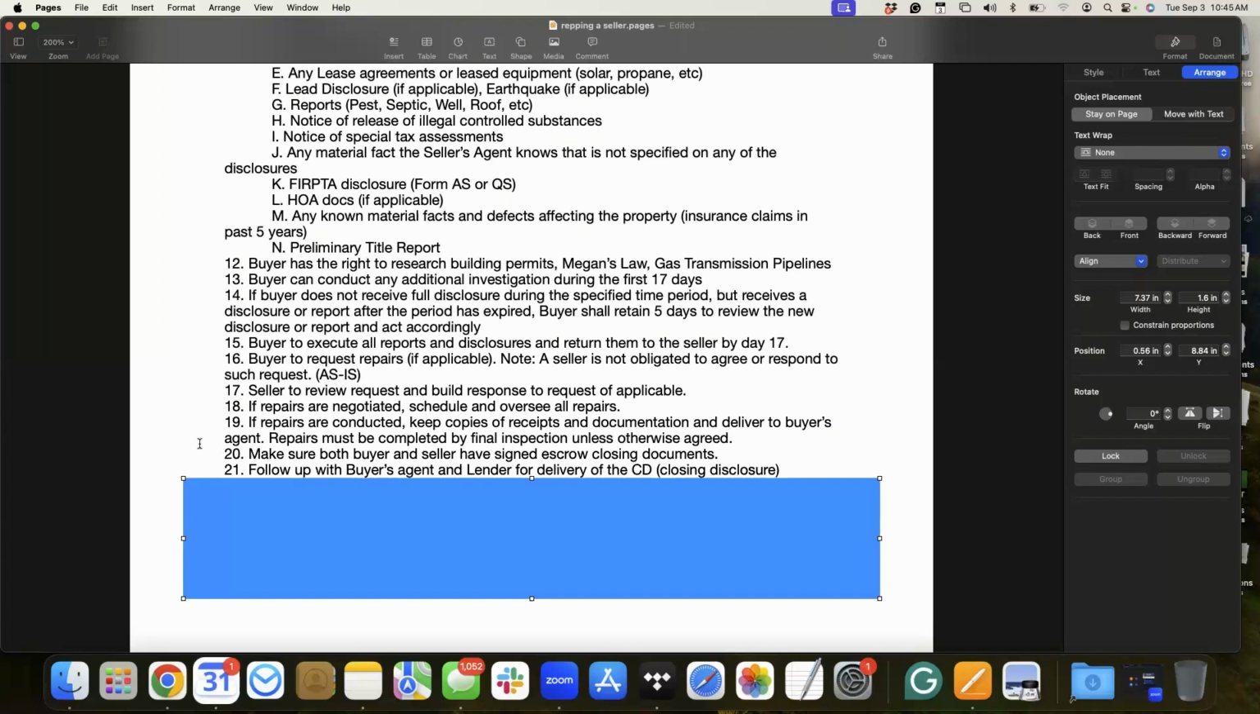Okay, so now we're getting close to the end of the contract. We want to make sure the buyer and seller have signed all of the escrow closing documents. So what is the seller signing? Don't they send like one big thing that the seller needs to sign?